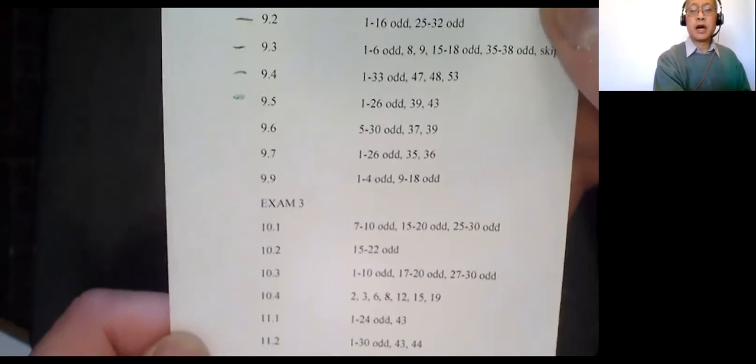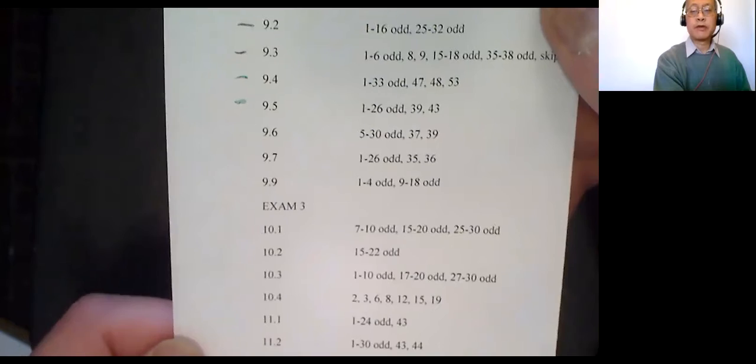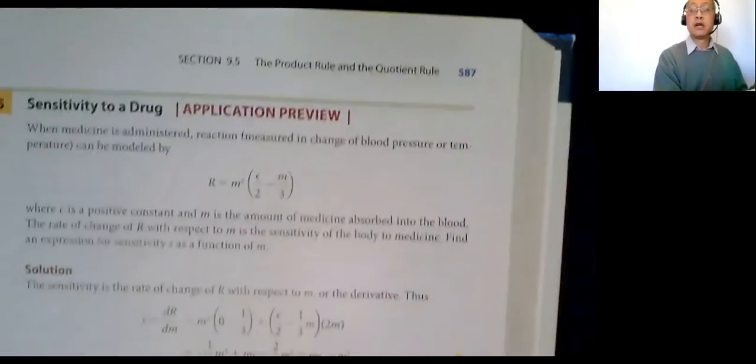All right, so let's get started. So what do we have here? We're up to here, right? About halfway through chapter 9. 9.4, so 1 to 26, odd, 39, and 43. So we have to go up to 43. Here we are in my book, and for those of you who aren't getting the book, it's my page 587.